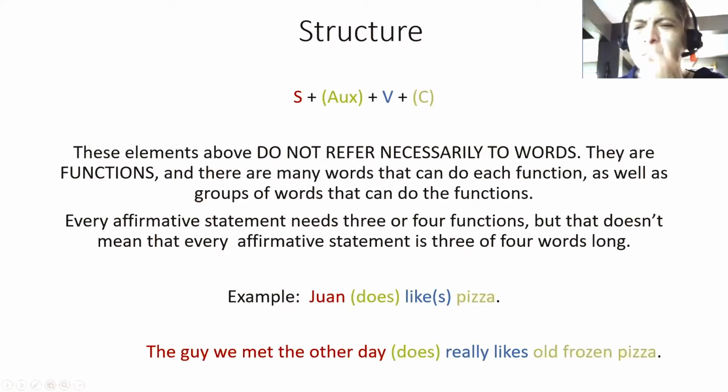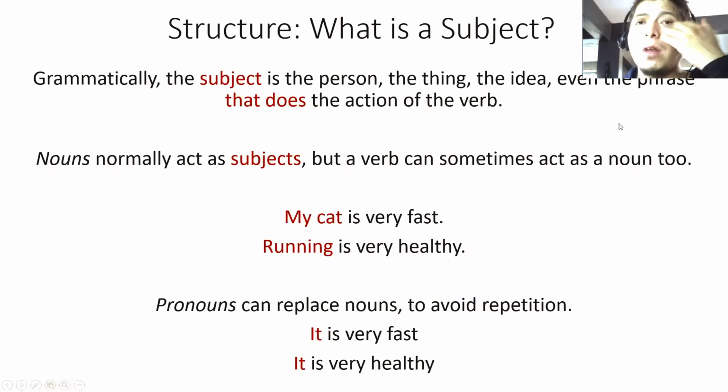So again, in this example right here, we have a subject that is using 1, 2, 3, 4, 5, 6, 7 words, and a complement that uses 3 more words. So you have 7 words doing one function, and then 3 words doing one more function. So that's pretty much it. Now we're gonna move on, and we're gonna be speaking about each function individually. This is important, okay? So we're gonna be speaking about structure.